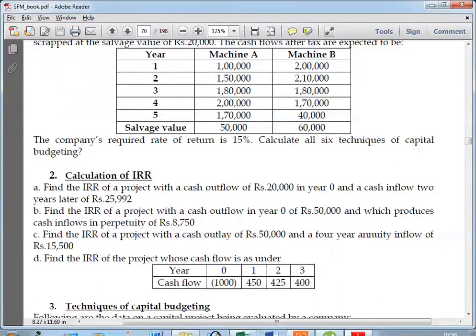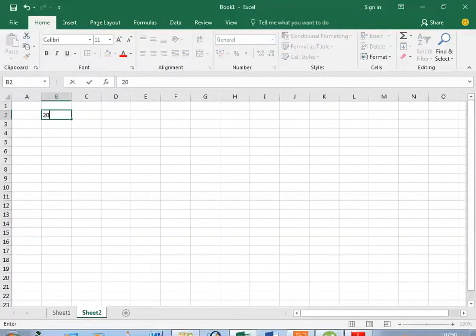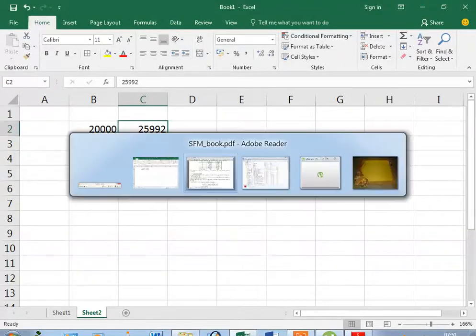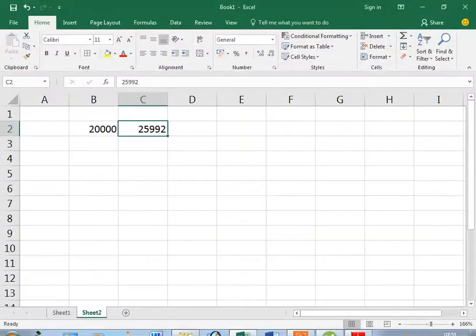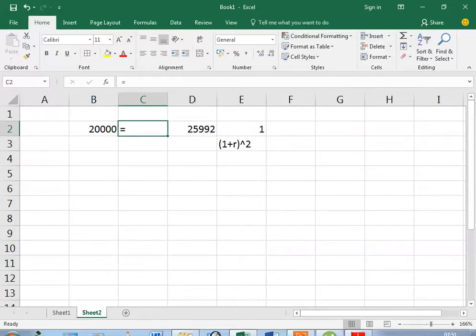So present value equals future value into 1 divided by 1 plus r the whole power n. Present value, today's value, is 20,000, which equals 25,992 into 1 divided by 1 plus r the whole power 2. You solve this and you'll get R, and that R is IRR. R is basically the rate of return.